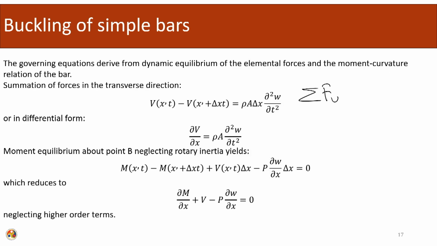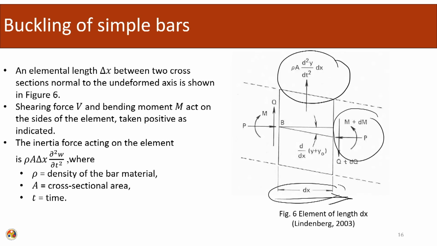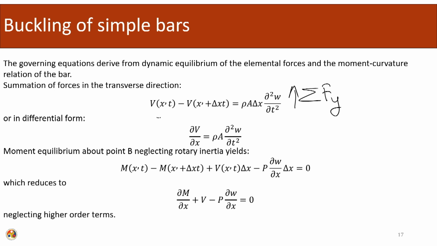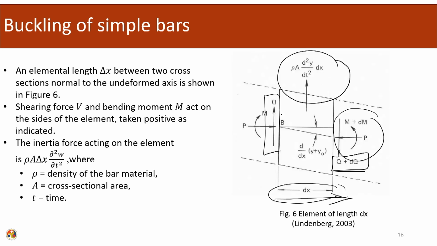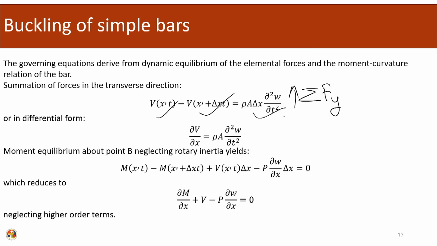So, the summation of forces in the vertical y direction. In the vertical y direction we have shear forces going in this direction and shear forces going in this direction. So, the two shear components plus the mass component, the inertial component. This is the summation of the forces in the vertical y direction, or in the differential form this is the solution.